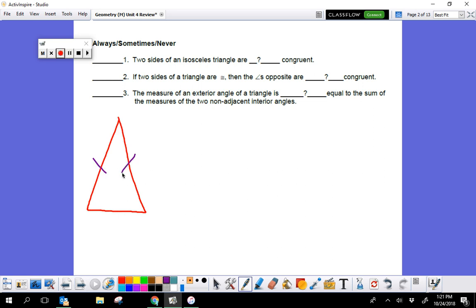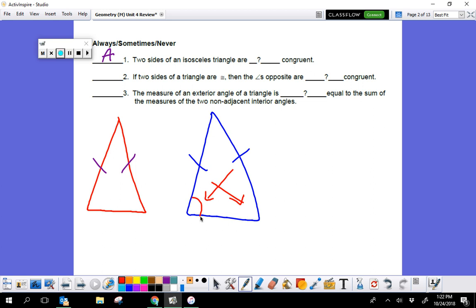So like a picture like this would be isosceles. So isosceles does mean that the two sides are congruent. So that is always. Number 2 says, if two sides of a triangle are congruent, then the opposite angles are blank congruent. Okay, so let's think about that. We have two sides that are congruent. There's something called the base angle theorem that says if those two sides are congruent, then the angles opposite from them are also congruent. It's called the base angle theorem. So that is also always.